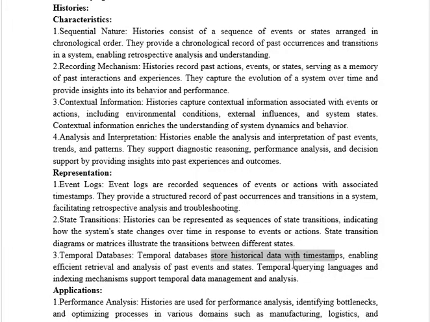And temporal querying language and indexing mechanism. These are the two mechanisms which support data management and analysis. To manage the data or to store the data in the database, they will be using these two mechanisms, which are temporal querying language and indexing.